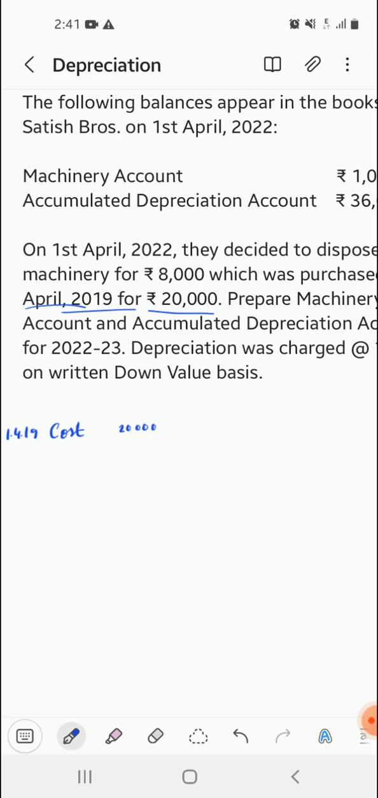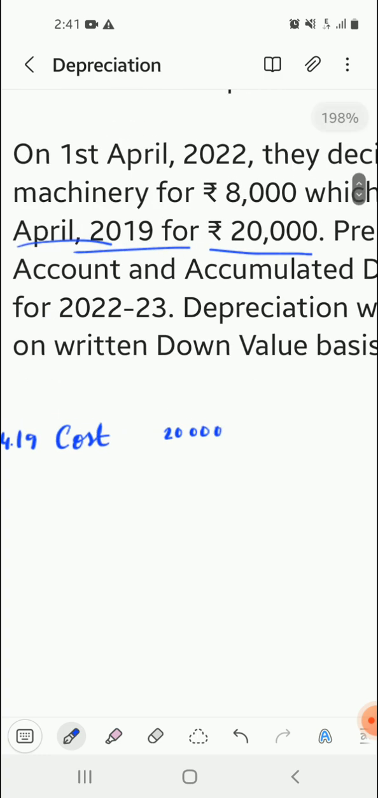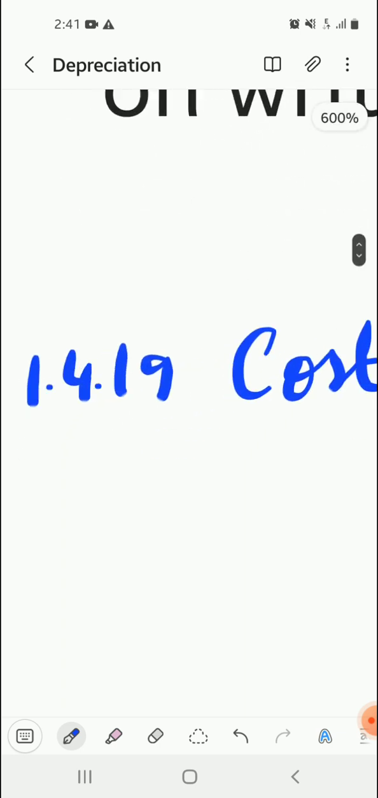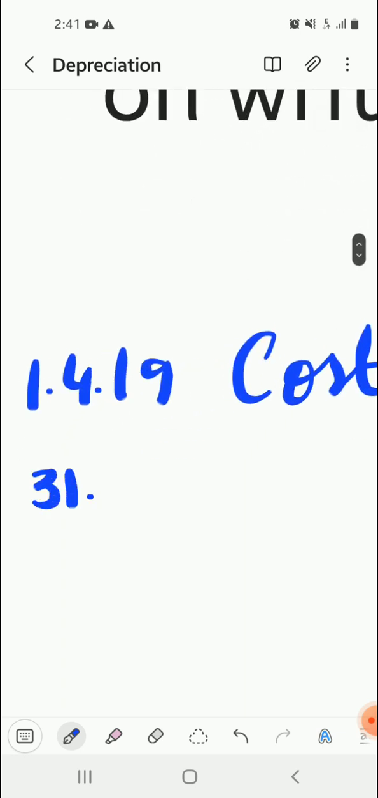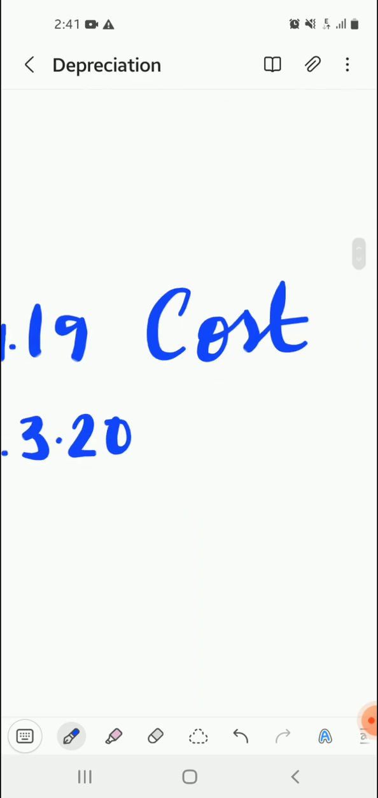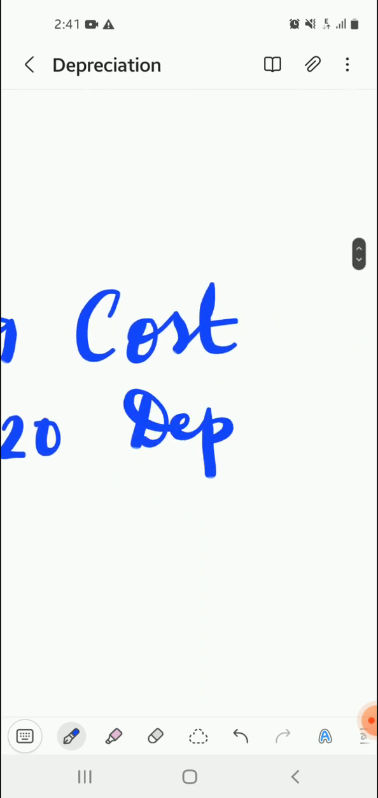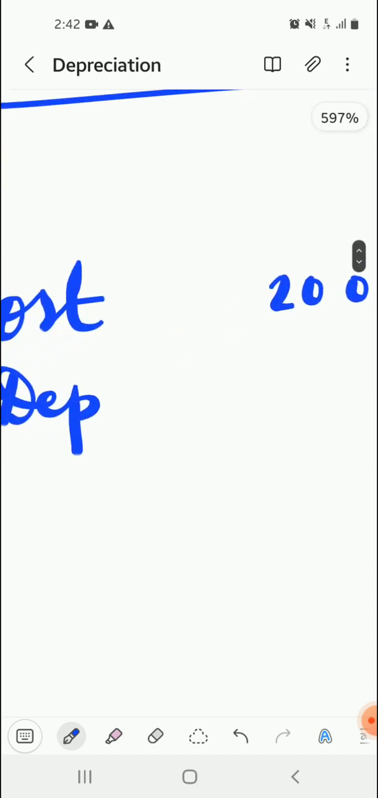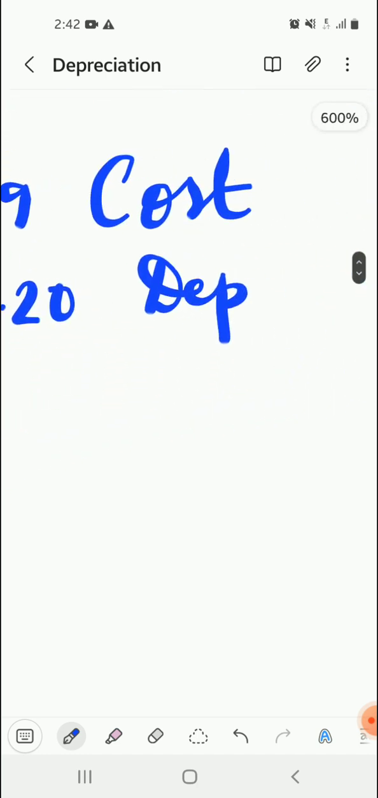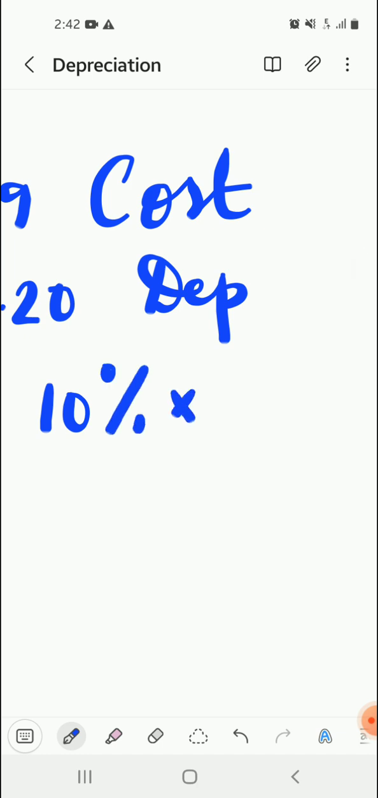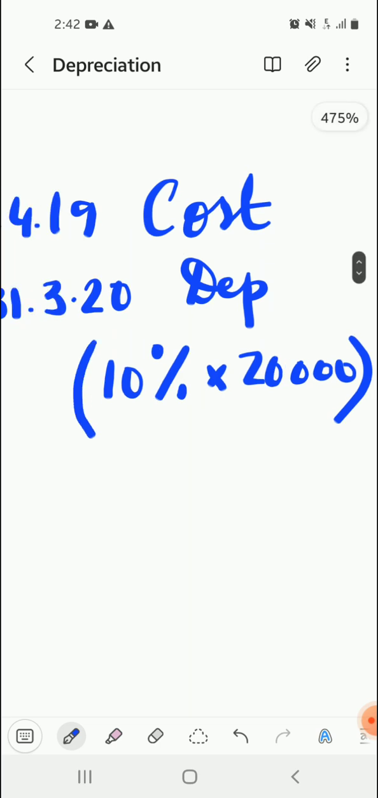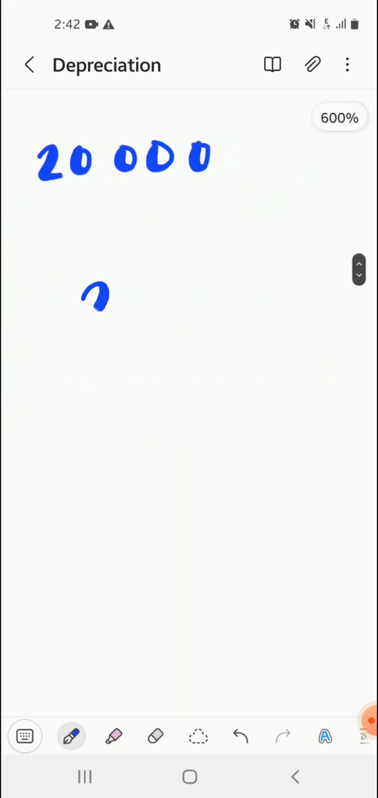Now depreciation will be for the whole year, that is till 31st March 2020. So we will write the next date, that is 31st March, the year end 2020. There will be a depreciation on it, and the depreciation rate is given. You can see it's written down value of 10%. So 10% of 20,000 is for the whole year, which comes down to 2,000 if we calculate it.